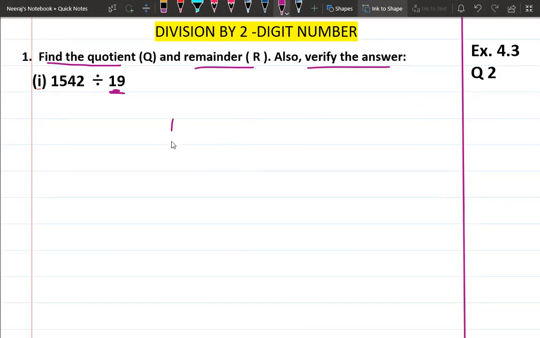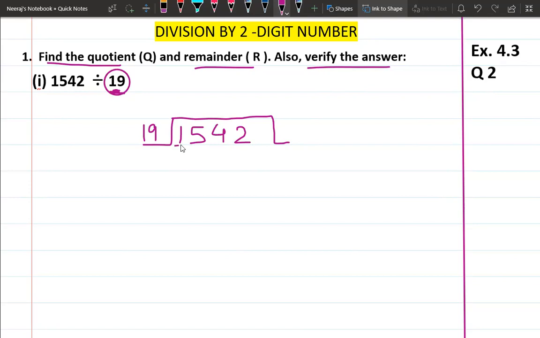So let's make a division bracket first. We know that the bigger number we have to write inside the division bracket. It is 1542, because it's the dividend, the bigger number, so we write it inside the bracket. And the divisor, which is the smaller number, you write outside the division bracket. Okay, now let's divide 1542 by 19.